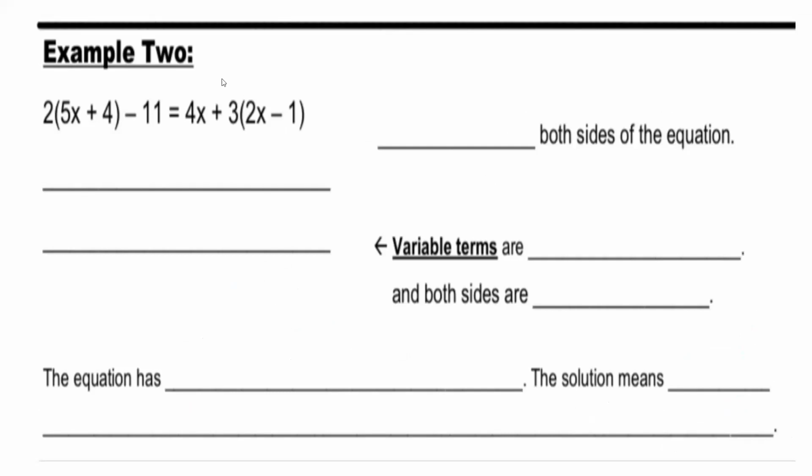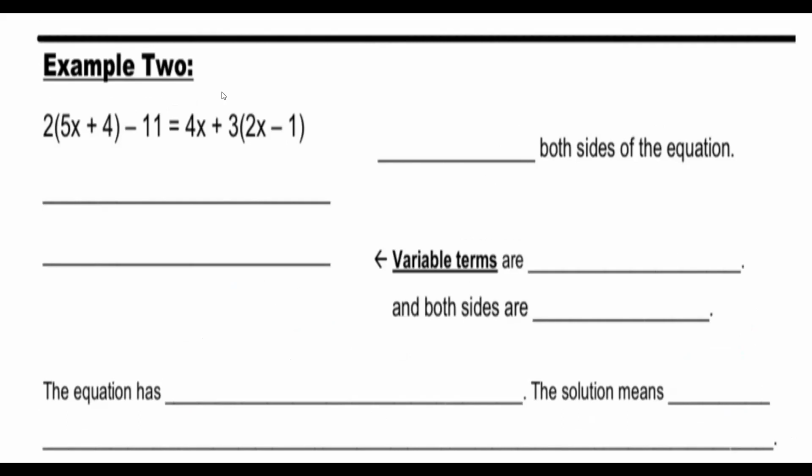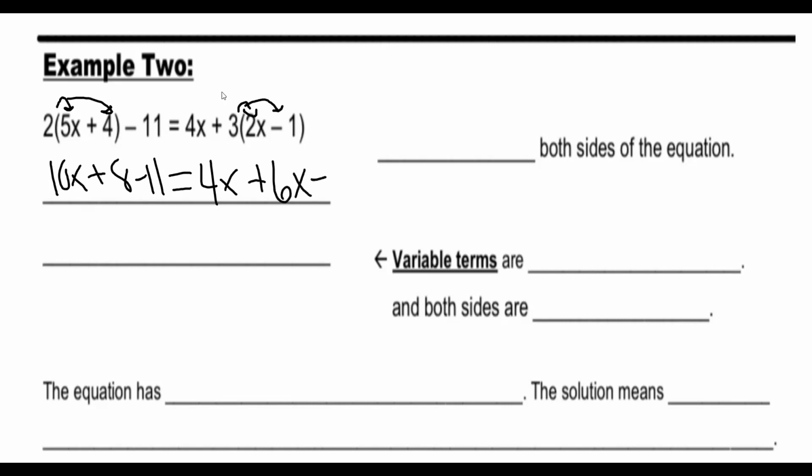Okay, so yeah, this is the next problem. I see some parentheses. It looks like we're going to do some simplifying. So we're going to distribute that 2 to both terms. We're going to get 10x plus 8 minus 11 equals 4x. Distribute that 3 to both terms. So plus 6x minus 3.